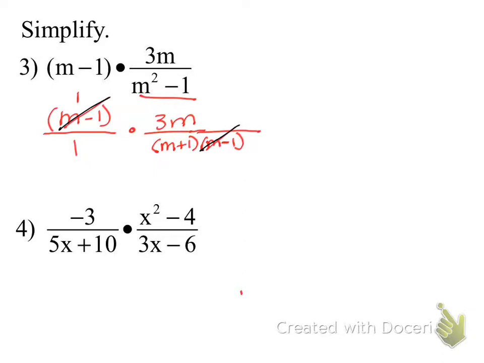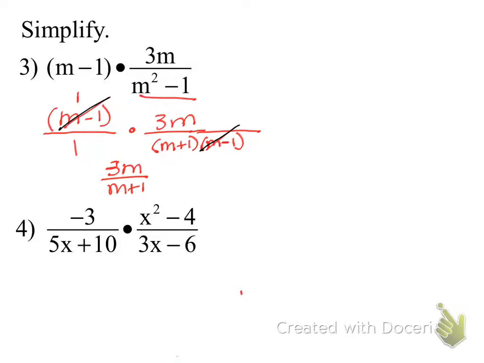Yeah. Times 3m over m plus 1. And that simplifies too. Just 1 times 3m over m plus 1, which is 3m over m plus 1. Yes, good. You don't need to tell me how to multiply 1 times something. You can just go at that point.